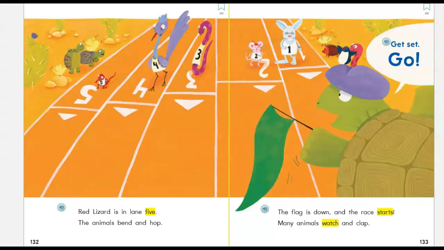It says that many animals watch and clap. How do you think those animals are feeling if they are watching the race and clap? Maybe these animals are excited for this race to begin.